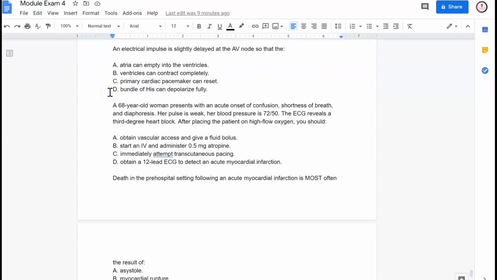An electrical impulse is slightly delayed at the AV node so that, why? The atria can empty into the ventricles. Ventricles can contract completely? No, they're being filled at that point. Primary cardiac pacemaker can reset? No, that's already been reset. And the bundle of His can depolarize fully? No, atria can empty into the ventricles.